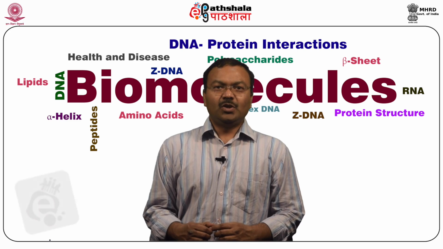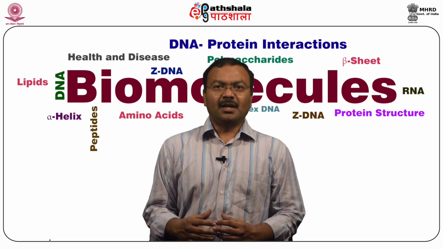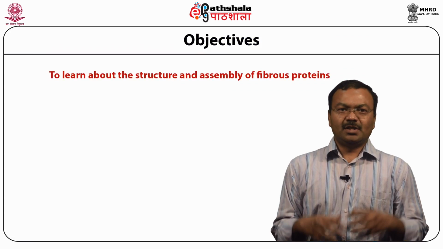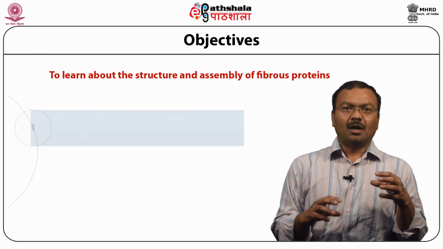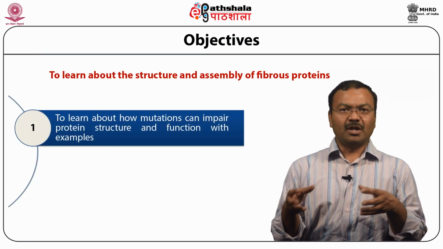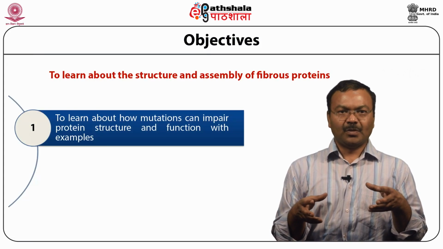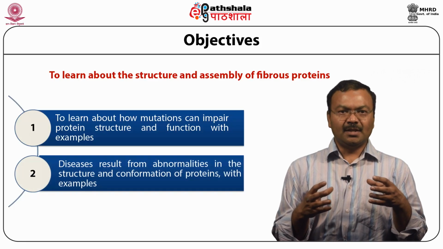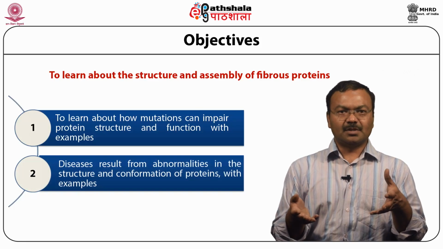Today, we are going to learn on the module of protein structure in health and disease. This module is from biomolecules and their interactions. So in this module, we'll learn about how mutations can impair a protein structure and function with examples, and the diseases that result from anomalies in the structure and conformations of proteins.